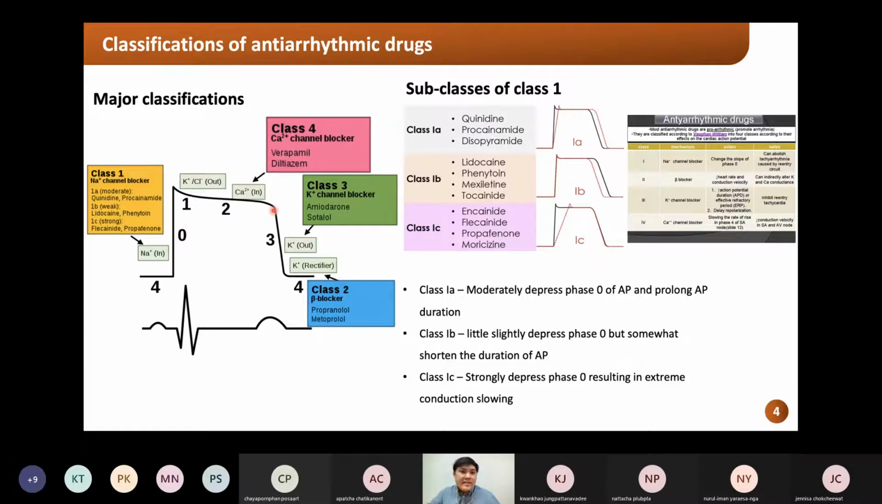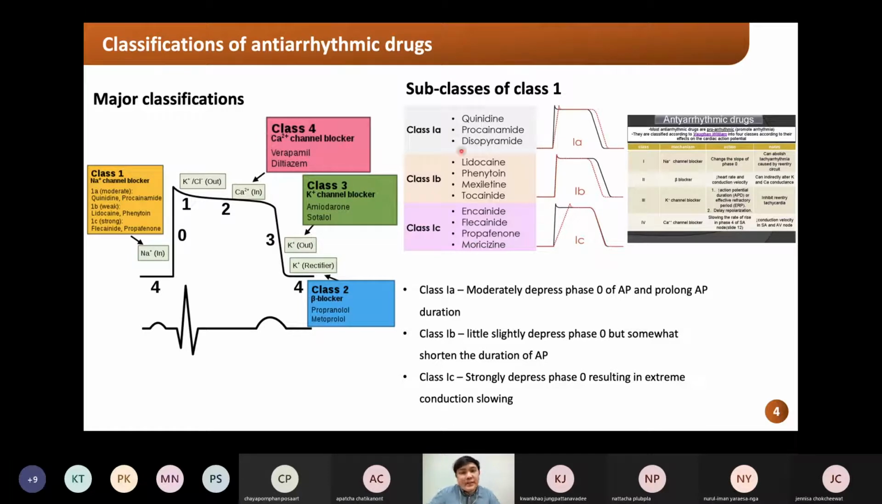And the last class, class 4, is the calcium channel blocker. The drugs that belong to this class are verapamil or diltiazem, something like that. Normally the drugs in this class are used to reduce the heart rate, as they directly act on the slow response tissue, like the SA node or AV node, something like that.